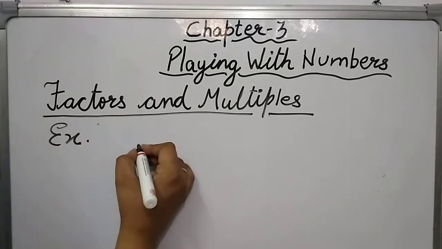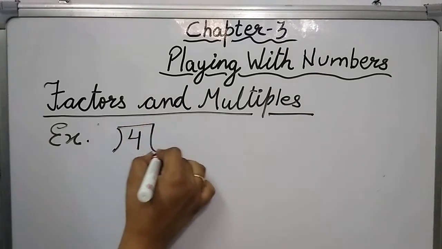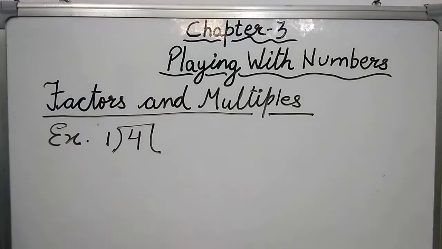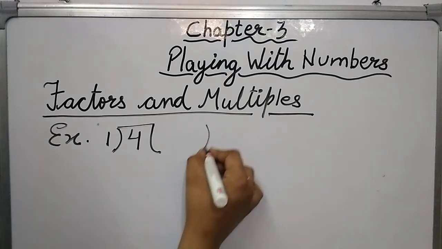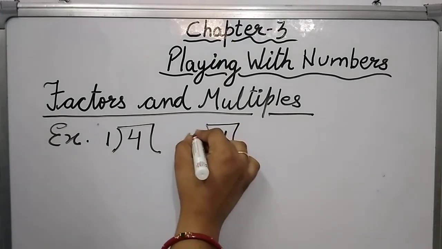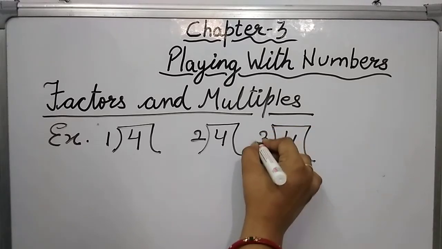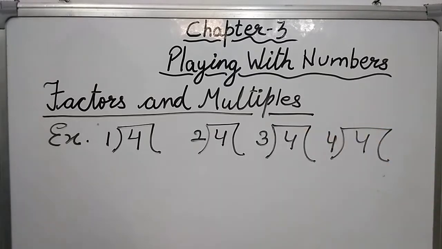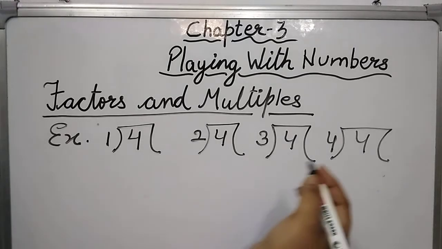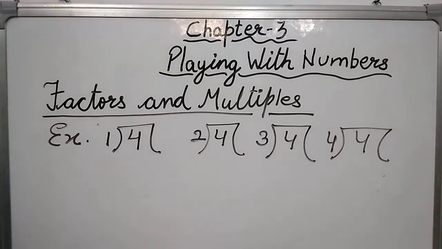So what she did, she divided 4 with these numbers. Firstly, she divided 4 with 1, then with 2, 3 and 4. She did not go beyond 4 because a number which is greater than 4 can never divide it exactly.